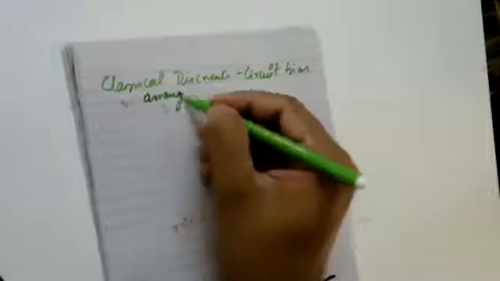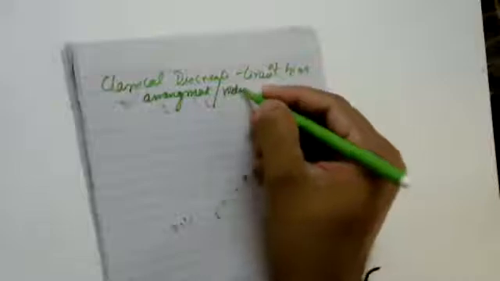One thing you should know is that the classical discrete circuit bias arrangement can also be called, in simple words, a voltage divider bias.